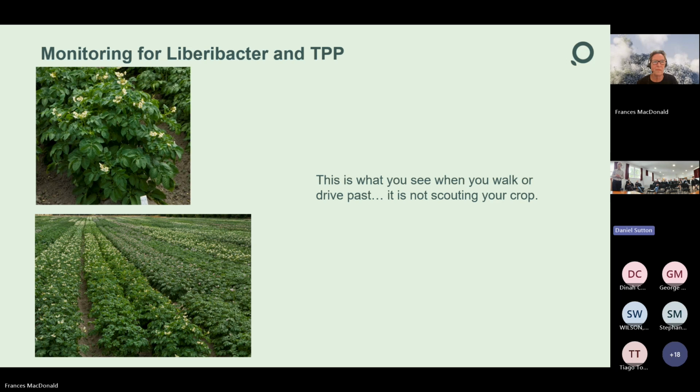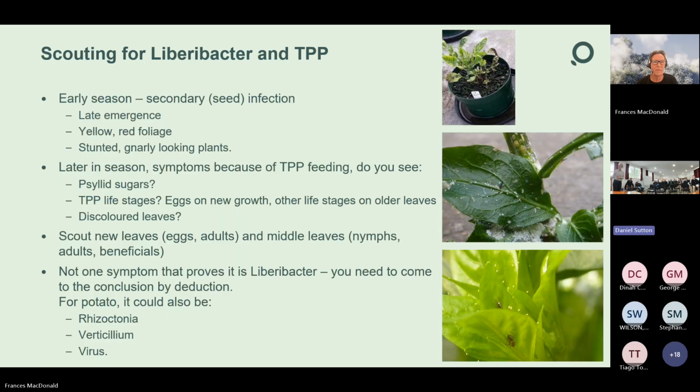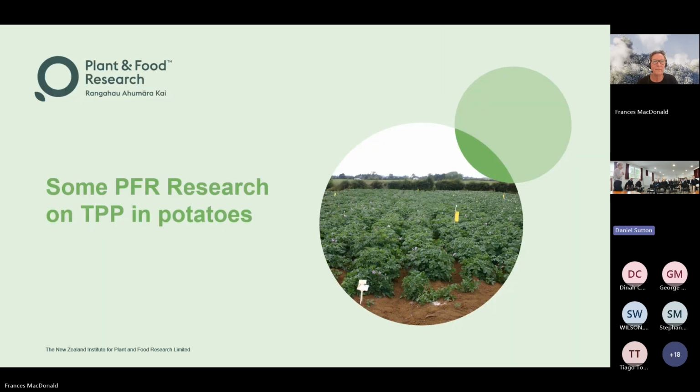Monitoring. Will you talk about that? Yeah, Francis. Okay. Don't drive past it or run past it or fly over it, because you won't see it. You really have to go into the crop. Next one, please. Because that's when you see the psyllid sugars, the white stuff on the leaves. You see the eggs, you see the adults, you might see the nymphs when you look at it. Take note of that. Next one. And that was it. Thank you.